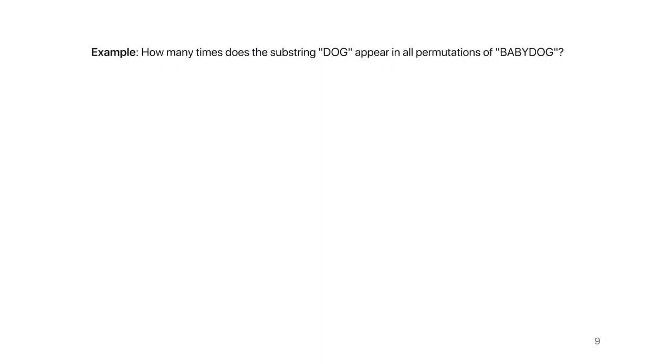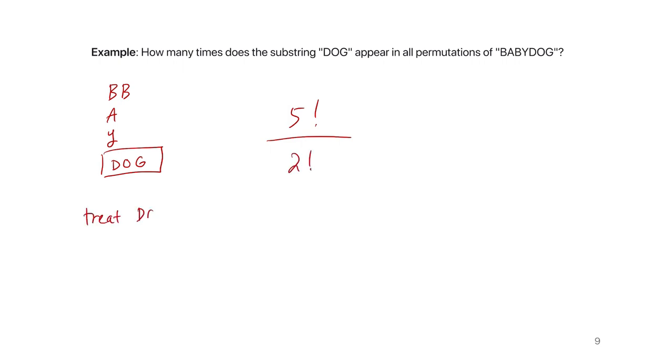Okay? So I can write this as B-A-B-Y, and then I can box D-O-G. So instead of treating it as if there are seven characters, we can say that there are just five characters, because the D, O, and G all have to be next to each other. So there's really five characters, but don't forget we still have to divide by the repeats for the B's. So we still have to divide by 2 factorial. So we can treat dog as a single character. Is that clear? So we block it together.